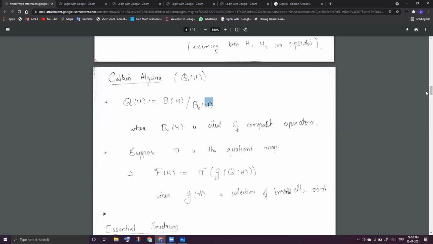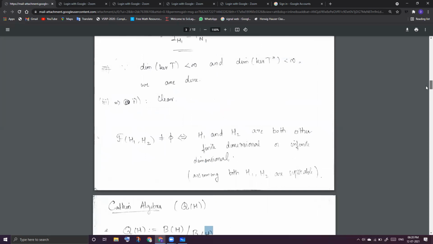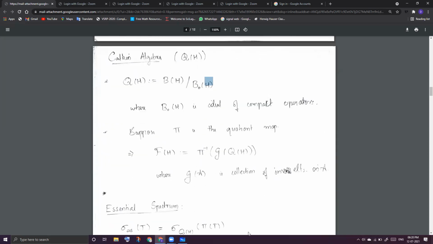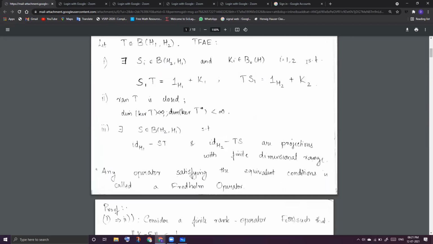Again, this part is clear. I mean, it comes from Atkinson's theorem, because, is this clear or should I explain more? Okay, maybe. Yeah, I'll go. So every Fredholm operator is invertible when we reduce it modulo the ideal of compact operators, right? Yeah, exactly. That was the first condition.